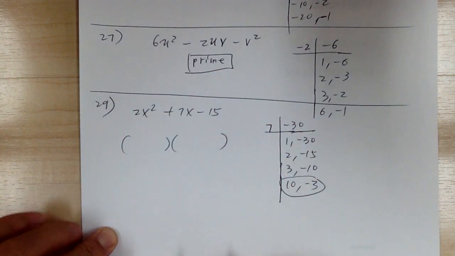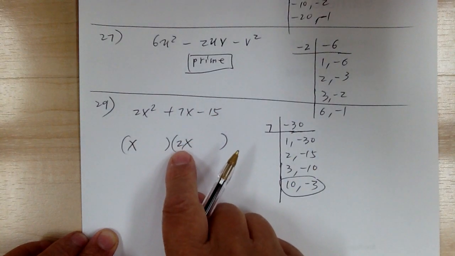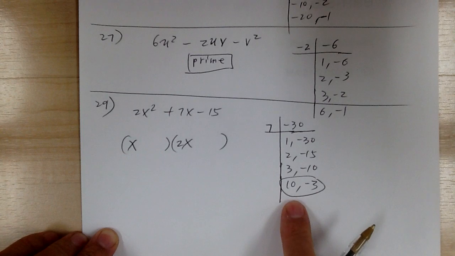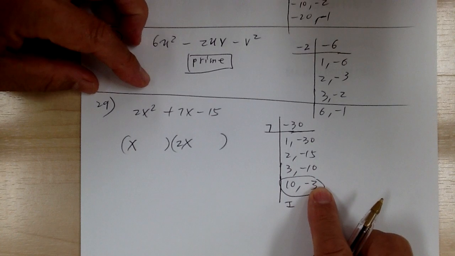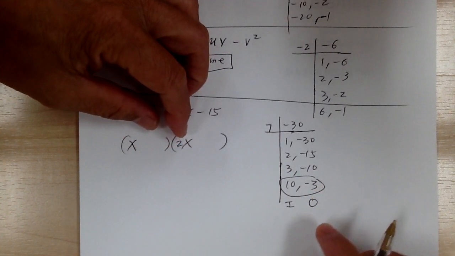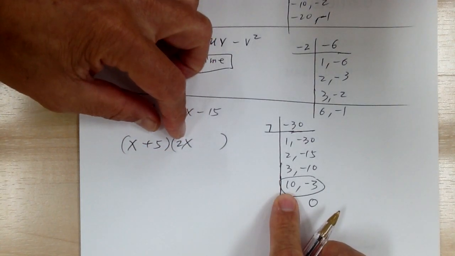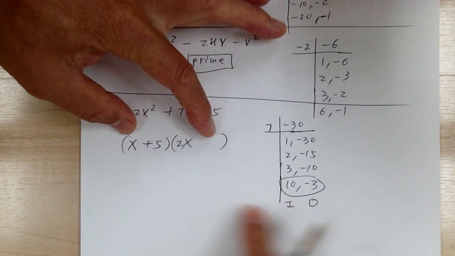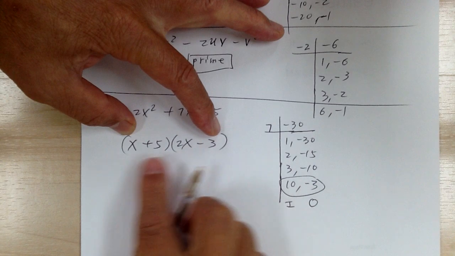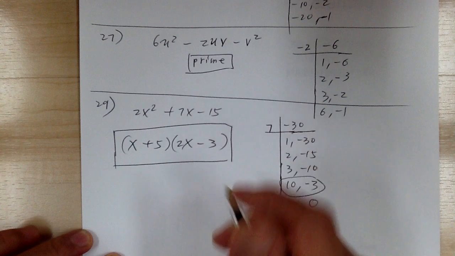So first, undo the first term. So you're going to get x and 2x. I like to put a big number on the second one. So by looking at that, you know that this has to be the inside, and this will be the outside, because 2 times something will never equal negative 3. Again, we only deal with integers. So 2 times 5 gives you 10. So that's the inside, and the outside, 1 times negative 3 gives you negative 3. That's it. Okay, let's go to number 31.